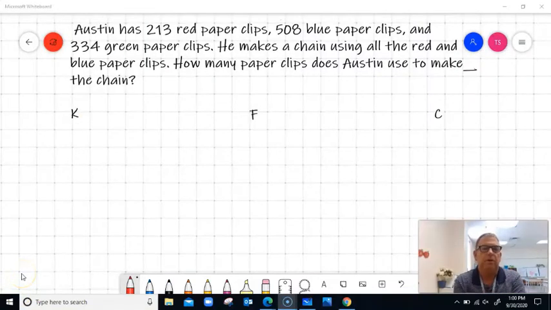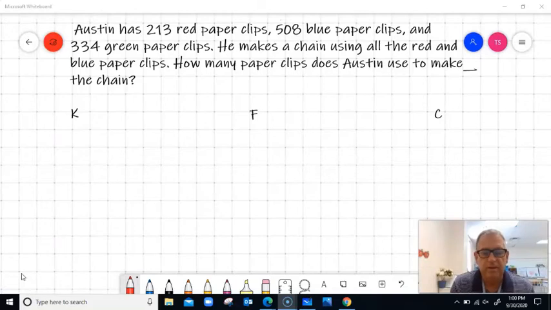Okay, let's go ahead and look at this word problem here. It says, Austin has 213 red paper clips, 508 blue paper clips, and 334 green paper clips. He makes a chain using all the red and blue paper clips. How many paper clips does Austin use to make the chain? So we're going to use what I call the KFC strategy. Some people call it KWC. I just like KFC because it sounds like Kentucky Fried Chicken and it's easy to remember.